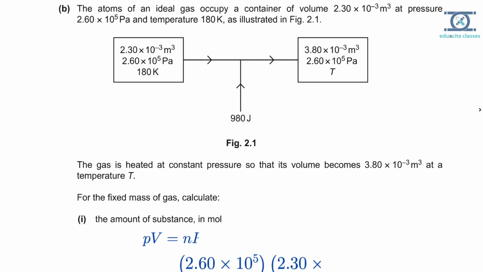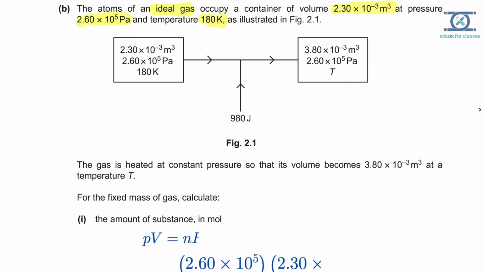Now the numerical part. An atom of an ideal gas, here it is already mentioned that this is an ideal gas, whose volume is given to us at this pressure and temperature. These are the values given to us. You can see the flow chart. These are the initial conditions. We are supplying some energy, that is 980 joule, and then we are getting the final volume, pressure, and temperature T.